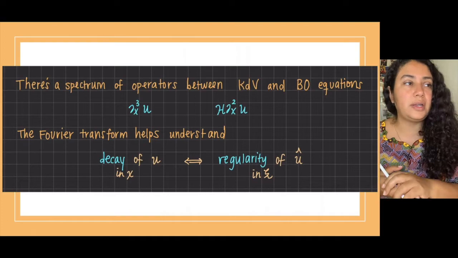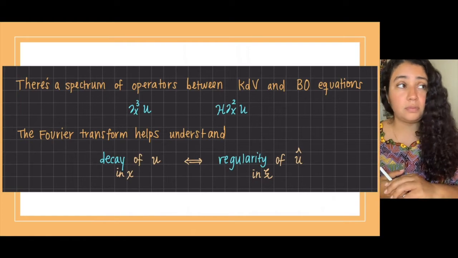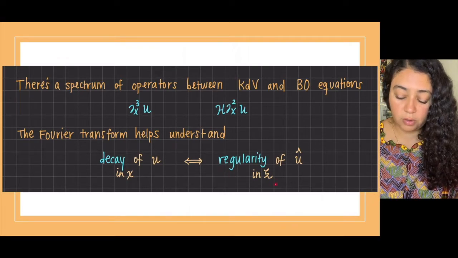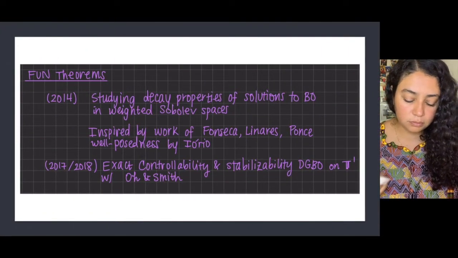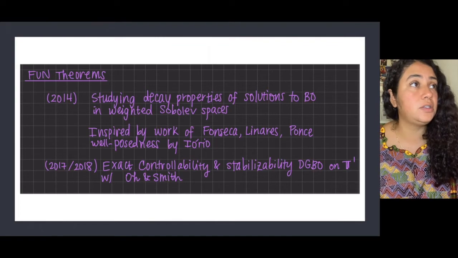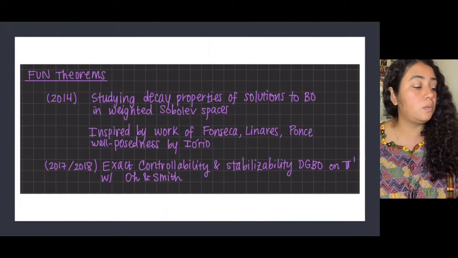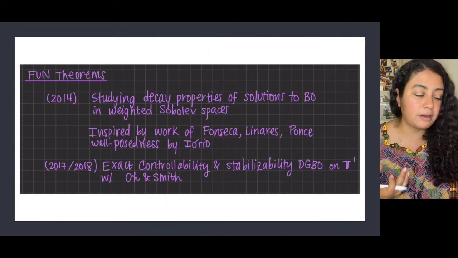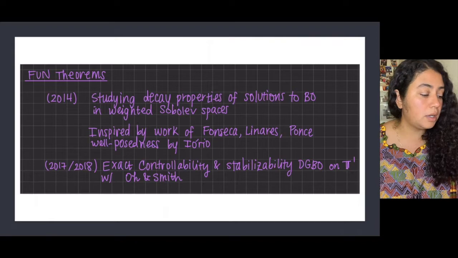And this viewpoint and observation point is where we're considering maybe decay of u in the physical space and regularity of u in frequency, or vice versa, depending on what your interest is. Now, some fun theorems. I had an opportunity to study the decay properties of solutions to the Benjamin-Ono equation in weighted Sobolev spaces. And you can see maybe where the weights are coming from. It's just coming from the fact that when you take the derivatives, you have a polynomial term appearing.